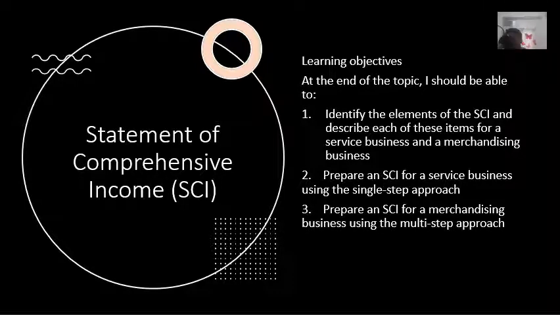The following are the lesson objectives. At the end of the topic, you should be able to: number 1, identify the elements of an SCI and describe each of these items for a service business and a merchandising business. Number 2, prepare an SCI for a service business using the single step approach. And number 3, prepare an SCI for a merchandising business using the multiple step approach.